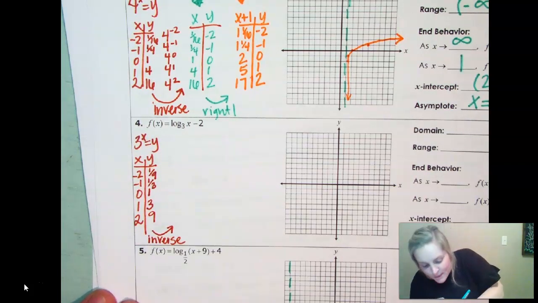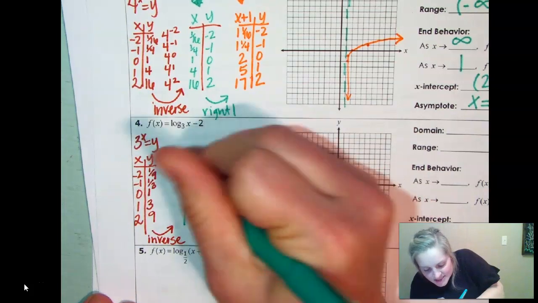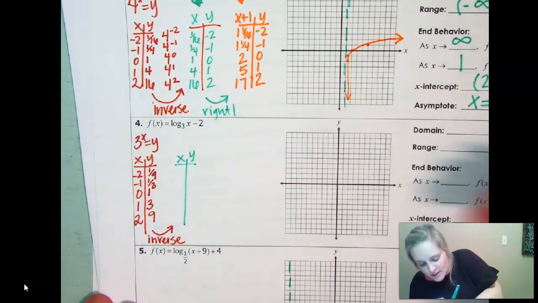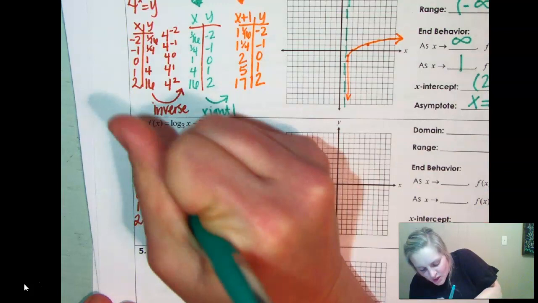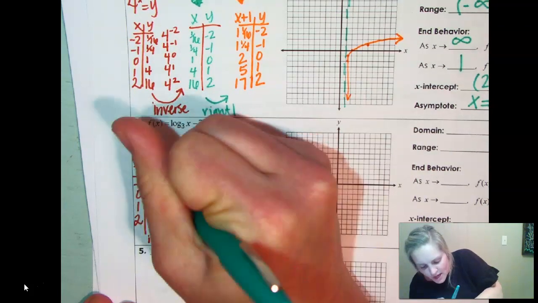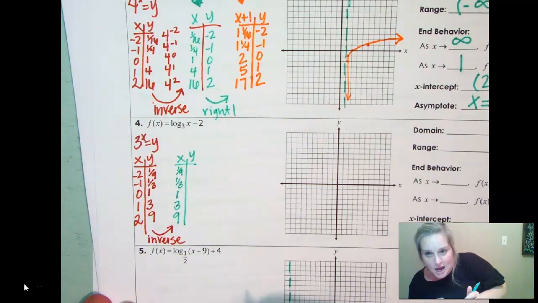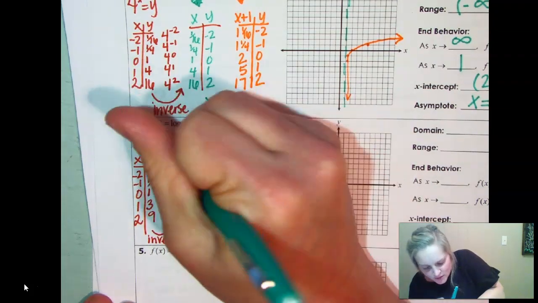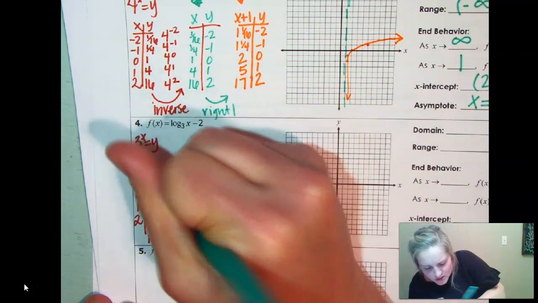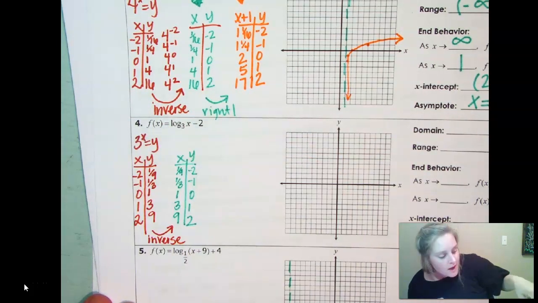Okay? So for my inverse, I'm just going to take that table and swap it around. So this is going to be 1/9, 1/3, 1, 3, 9. All of the y's became the x's. Now my x's become the y's. Negative 2, negative 1, 0, 1, and 2. Bingo. From there, I'm going to apply the shift.